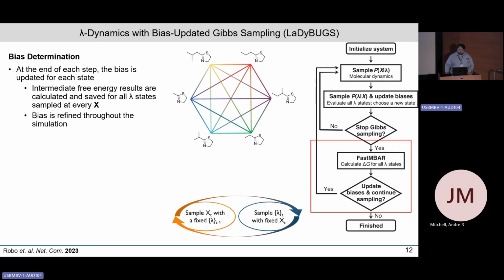Also, we start with a very aggressive bias at the beginning of the simulation for each lambda state, but at the end of each Gibbs sampling step, the bias is updated for each state. And that's done by calculating the intermediate free energy results, which are saved for all lambda states and sampled at all atomic coordinates. And this bias is refined throughout the simulation to allow easy exploration of all states.